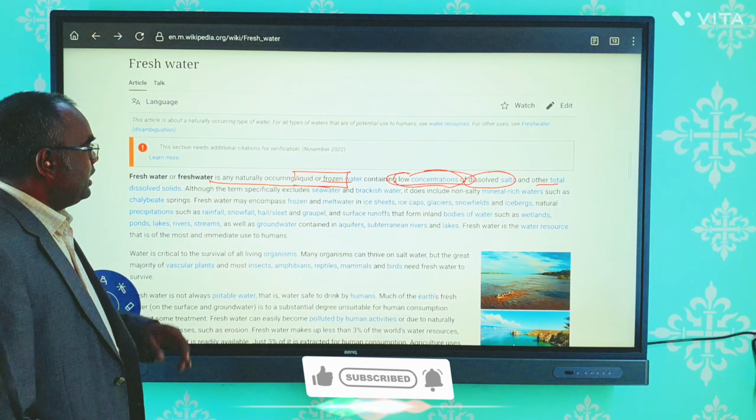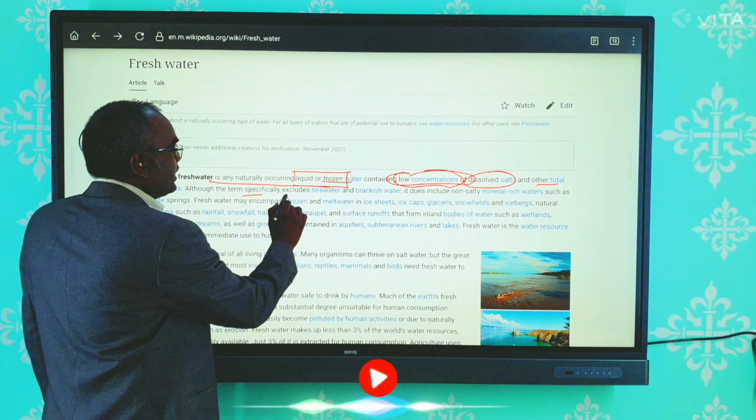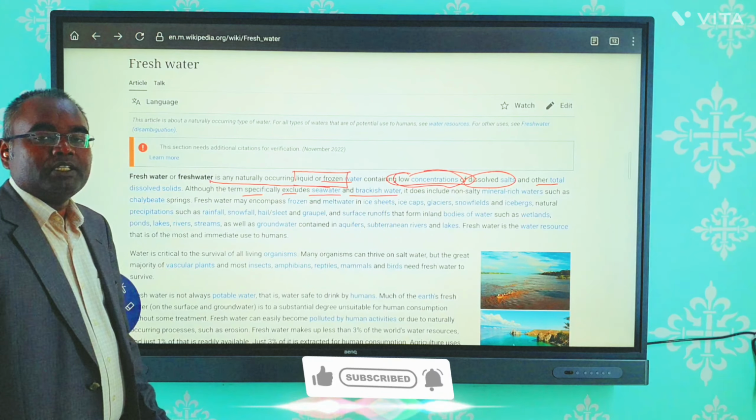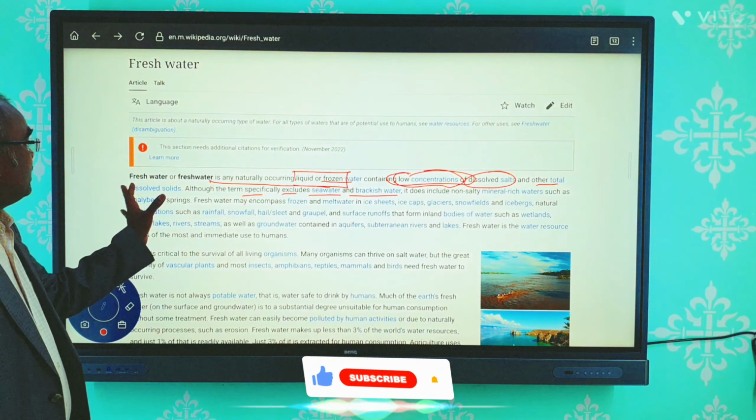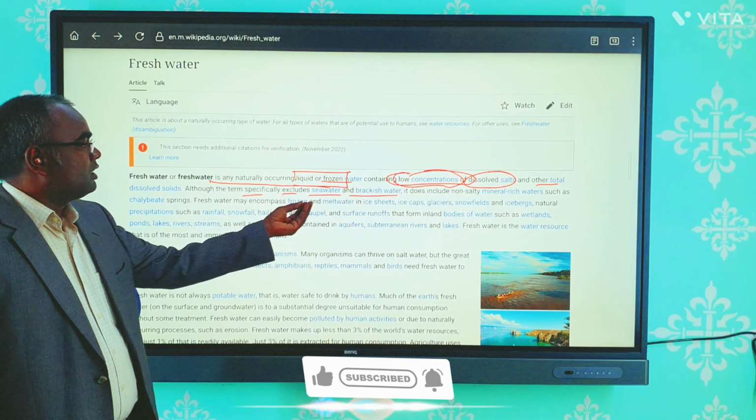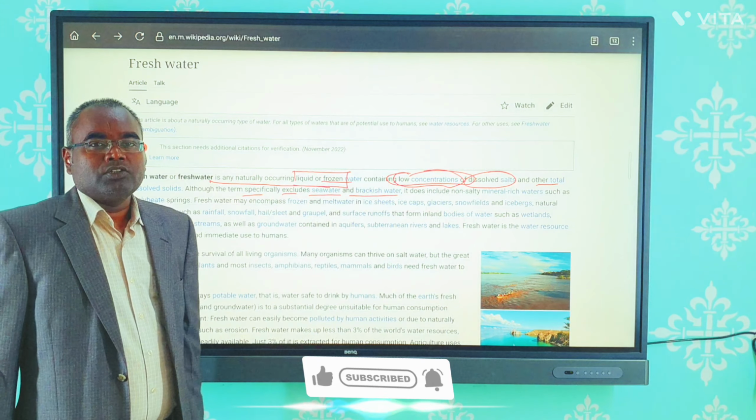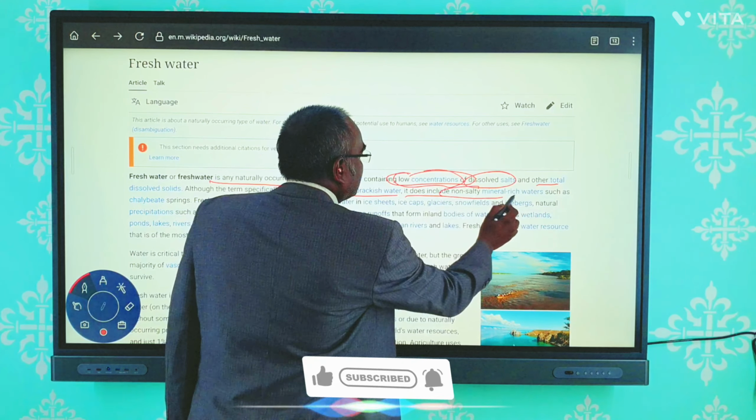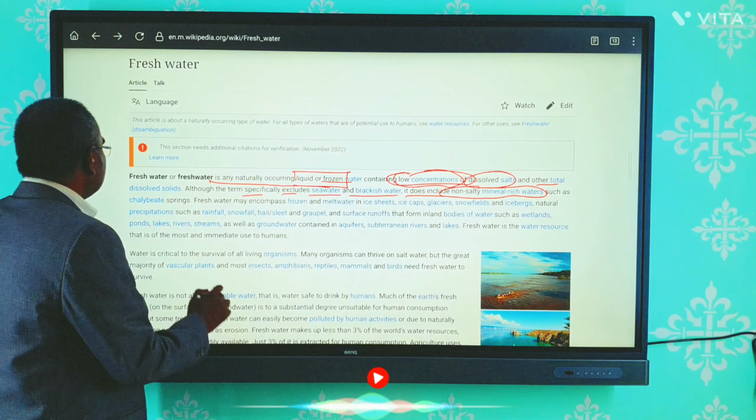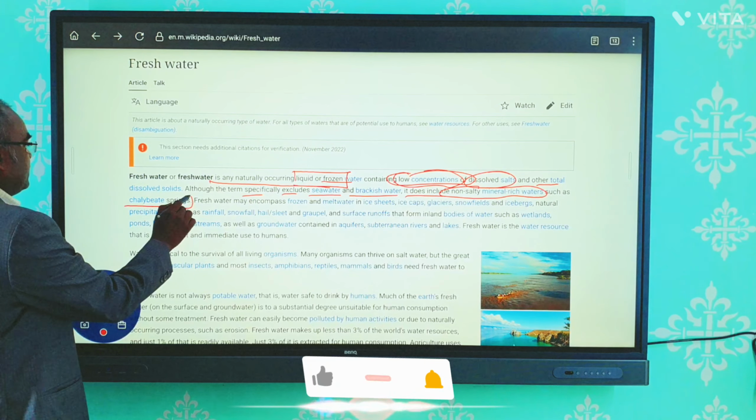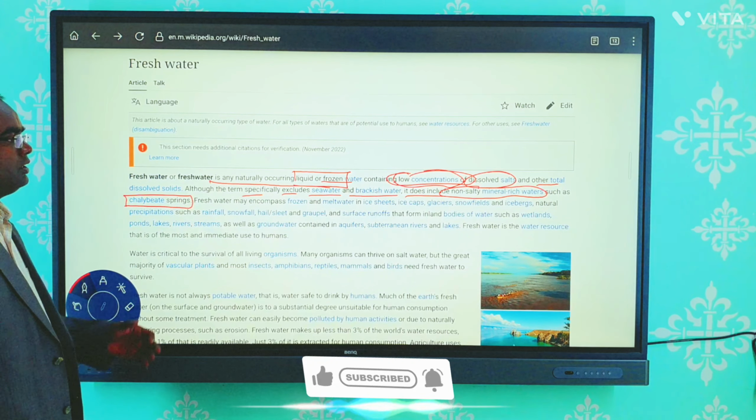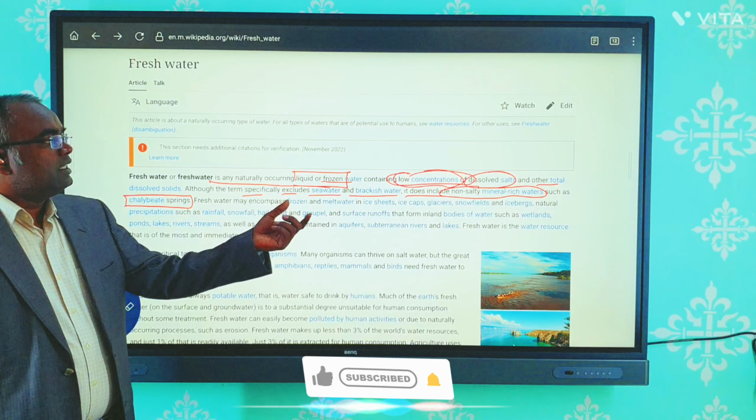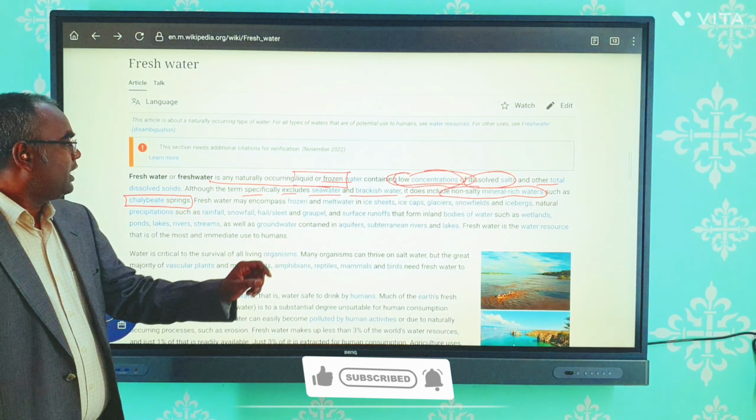Although the term specifically excludes seawater and brackish water. What does it mean? It means that seawater and brackish water don't come under fresh water. It does include non-salty mineral-rich waters such as chalybeate springs. So in this definition, non-salty mineral-rich water comes, right?